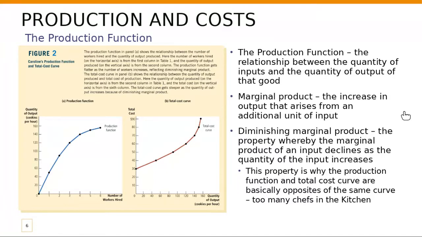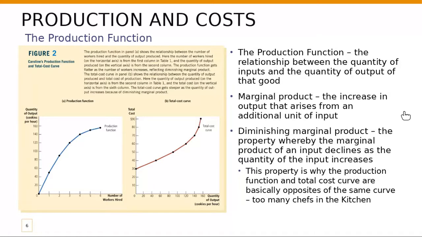So if you add one worker to baking cookies, and they make 50 cookies, the marginal product of that one worker is 50 cookies. However, there's another principle at play here, and this is the principle of diminishing marginal product. And this is the property whereby the marginal product of an input declines as the quantity of the input increases. This property is why the production function and the total cost curve are basically opposites of the same curve.